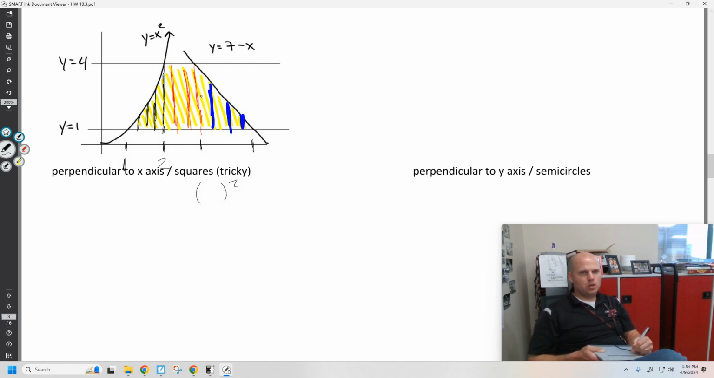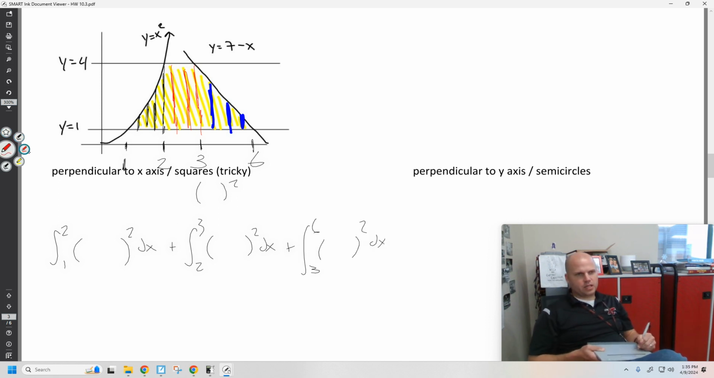That's at 2. When does 7 minus x meet 4? That's when x is 3. When does 7 minus x equal 1? That's when x is 6. So I'm going to have to do from 1 to 2 side lengths squared, small widths dx, 2 to 3 side length squared, and then 3 to 6 side length squared.